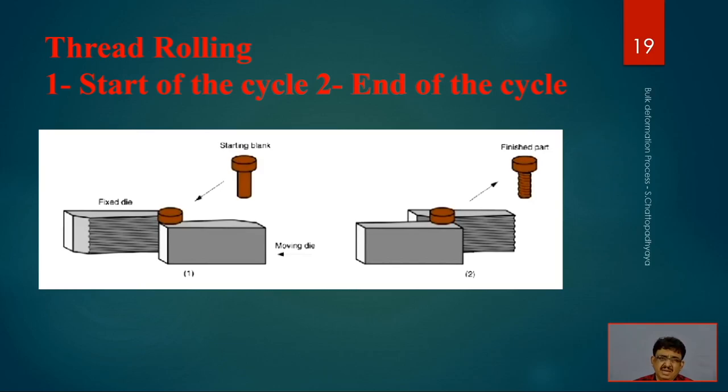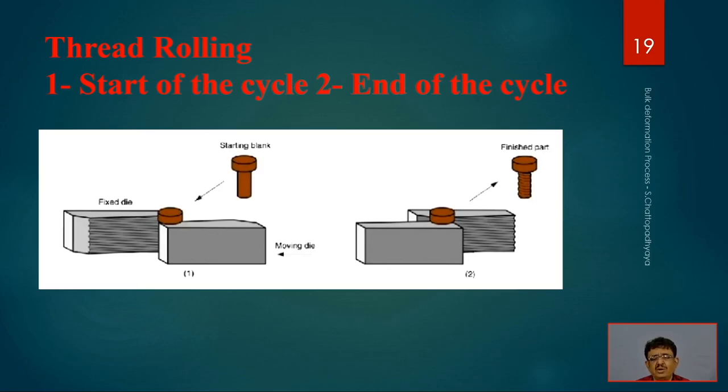But the problem is that one requires a dedicated die depending on the configuration and pitch. Pitch is the most important criteria to represent a thread. So every different thread you have, one has to have some different dedicated die, and this die, to manufacture those die, is a better material, and it is not very easy to generate all those grooves.